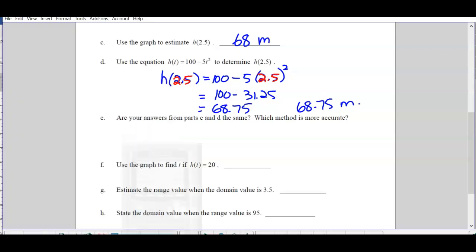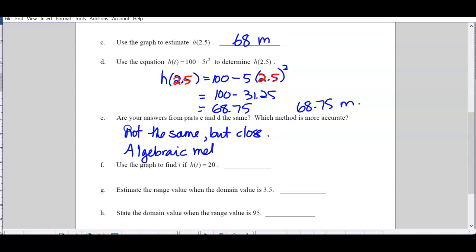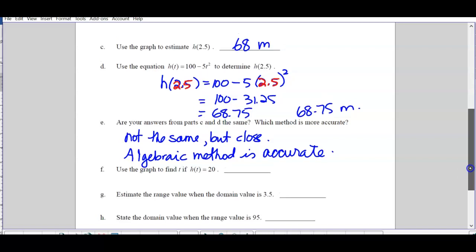That's why it's best to use the equation if you can. So, are they the same? Not the same, but close. Algebraic method, so using the equation, is more accurate. It's accurate. Just plain and simple, it's accurate. Graphing is a little bit off depending on the scale of the graph. So use the graph to find t if now we know the height is 20.